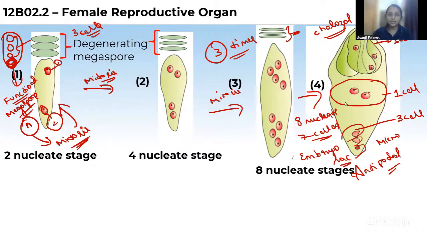Meanwhile, I will run the poll for the teacher feedback. You can give me a feedback. Take 1 minute to give a feedback. Again, I will explain the embryo sac.